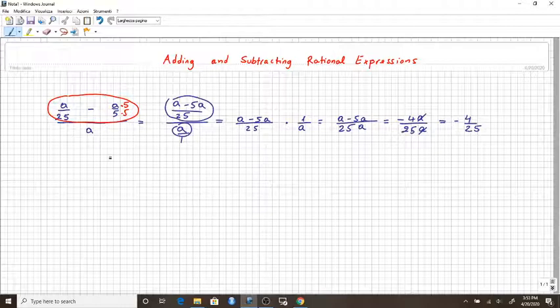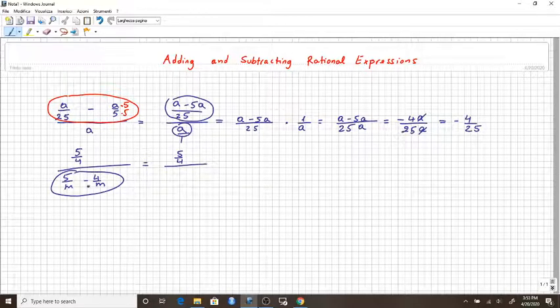And then let's work this problem. Here we have 5 over 4, and we want to divide this by 5 over m minus 4 over m. Well, what can we do in this case? We have 5 over 4 at the numerator, and notice that these two denominators, m and m, are the same, right? So we can just combine this.